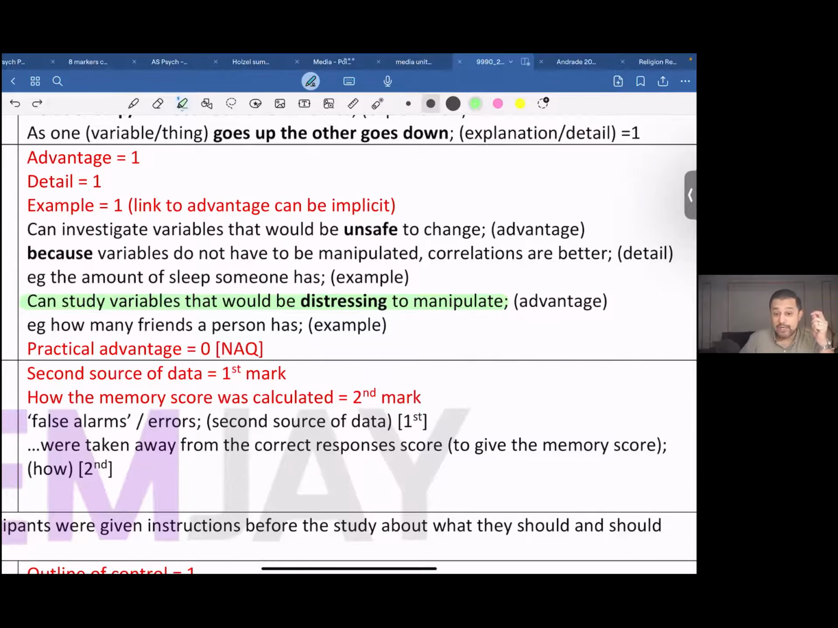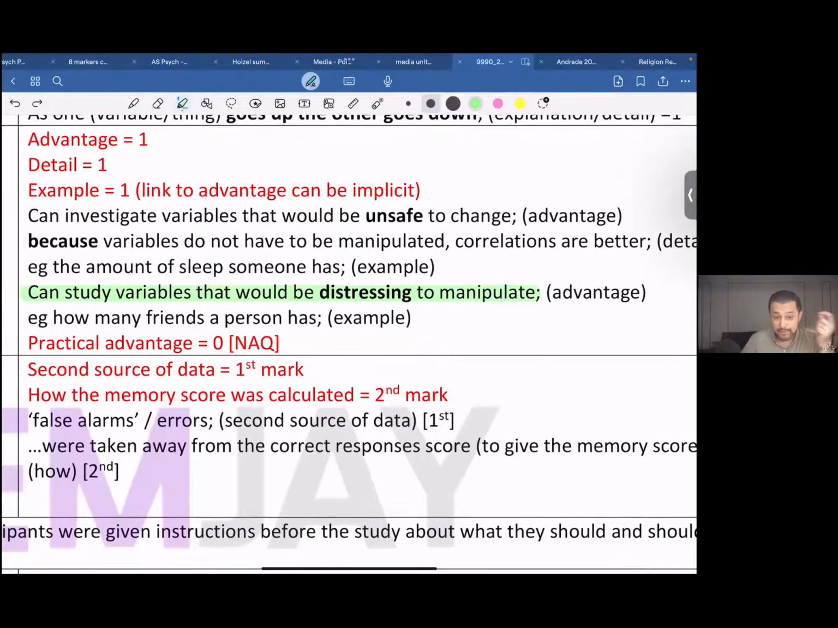So taking this ahead, moving on. Correlations can study variables that would be distressing to manipulate. Example, how many friends a person has. You cannot be asking someone to have many friends and on the other hand be asking someone to not have friends. That again would not be a very safe thing to do. That would be distressing for the participants of the research.